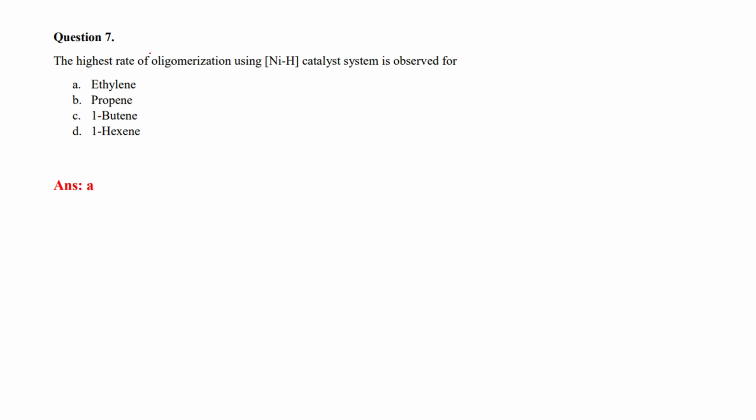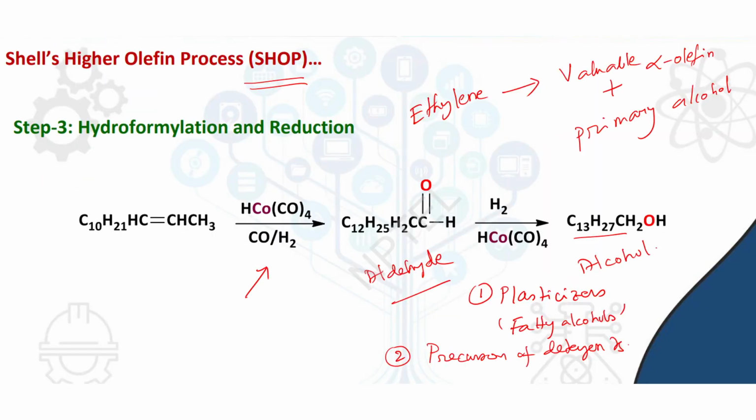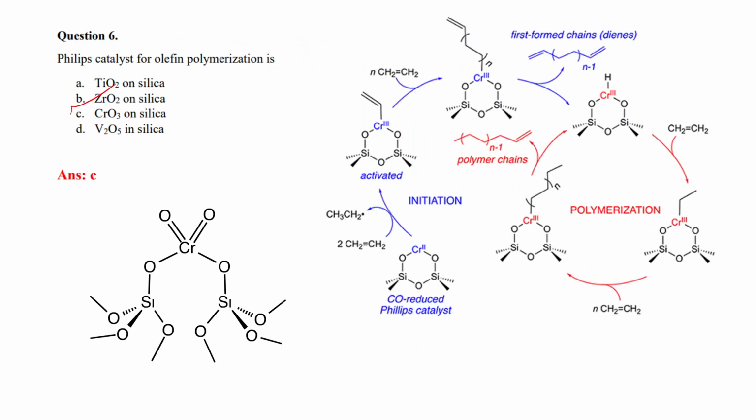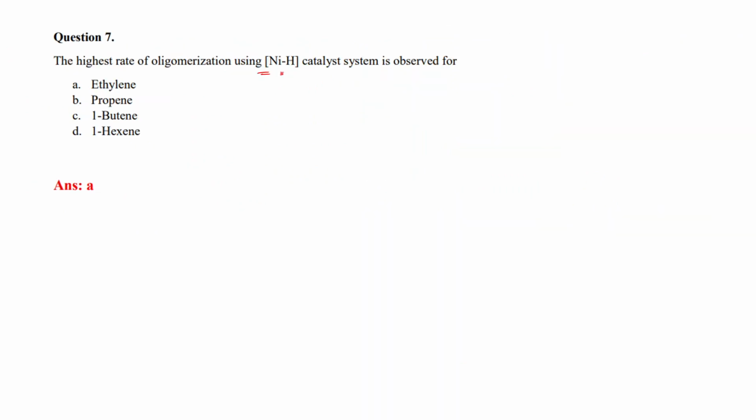So for the highest rate of oligomerization, for nickel hydride, it is nothing but this process. Here you are seeing that ethylene is used. So here we can say that ethylene has the highest rate of polymerization compared to the other one.